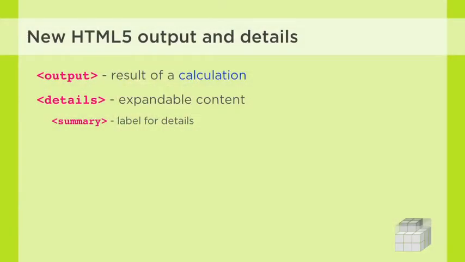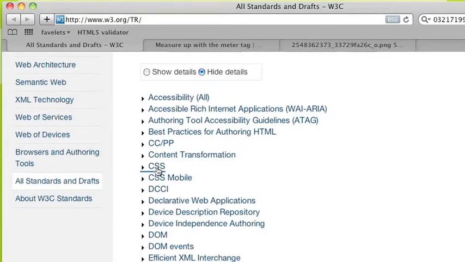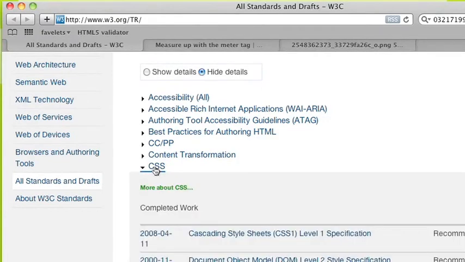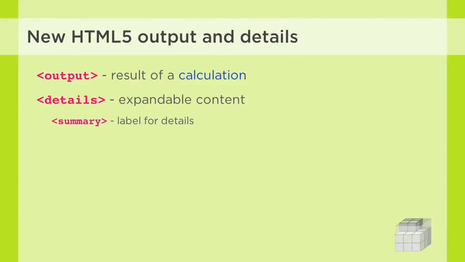And how would you do that? Let's take a quick look at that. It's essentially two pieces. You've got the details element that surrounds all the content that you want to contain, and then you mark up the label, in this case, the word CSS, which expands to show all the rest of the contents, as a summary, this child of the details element.